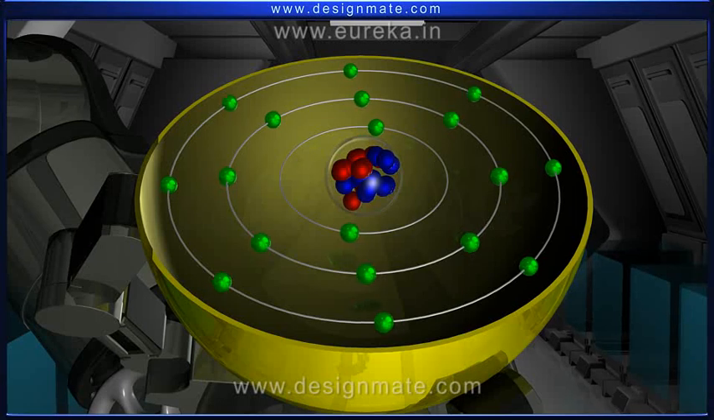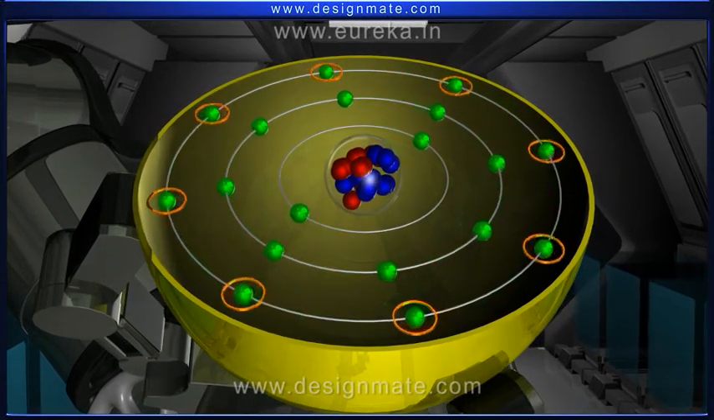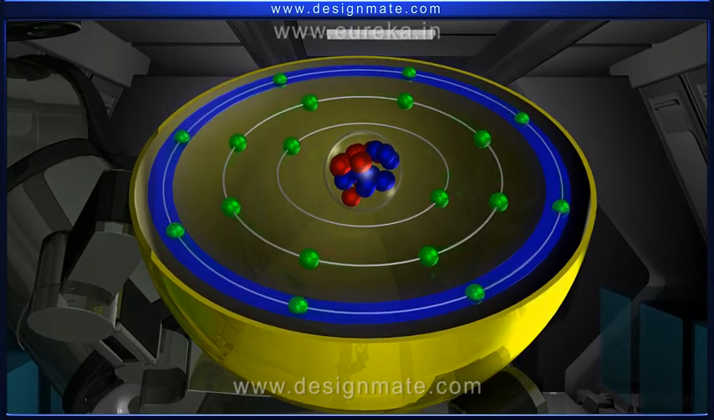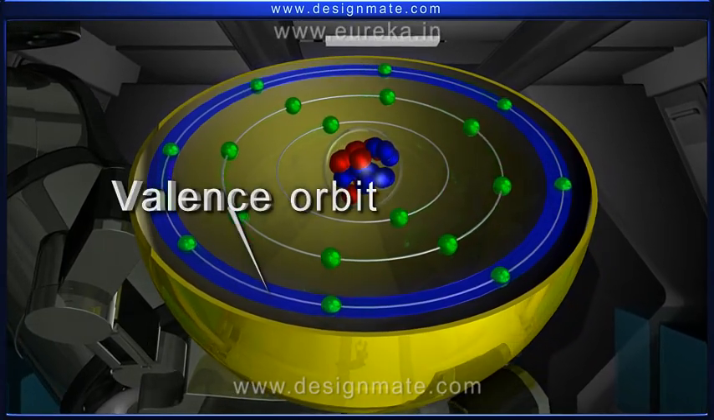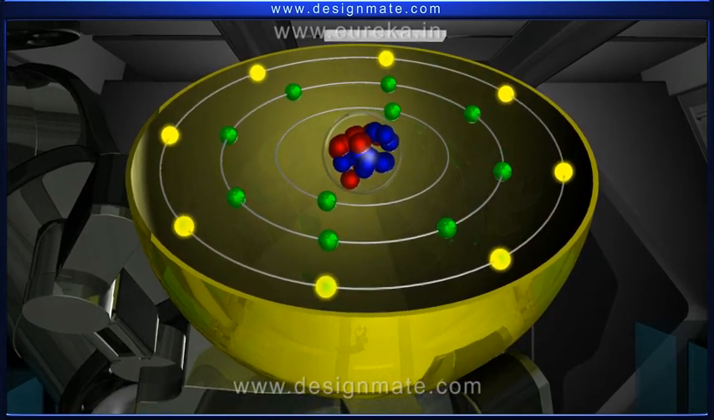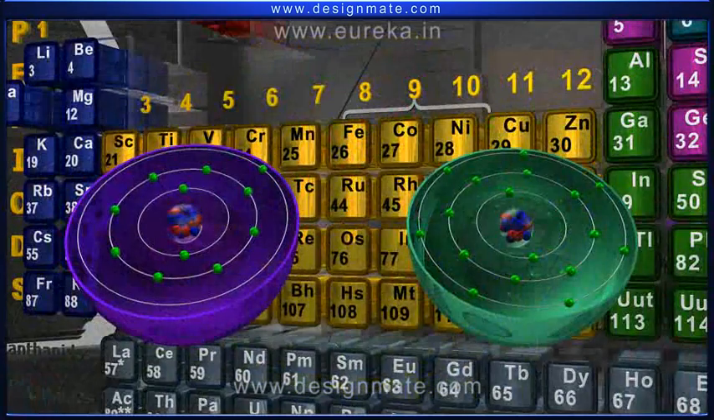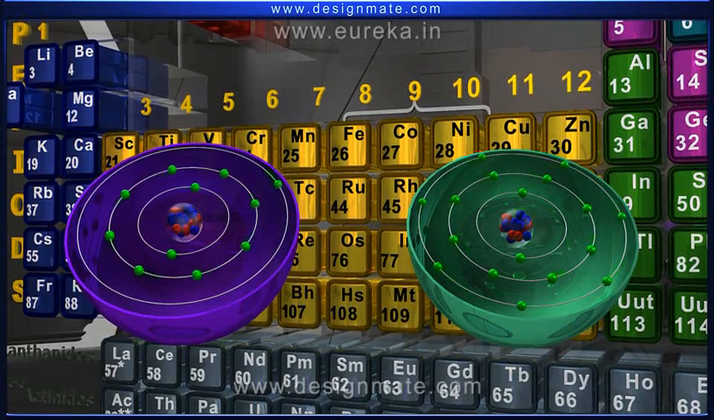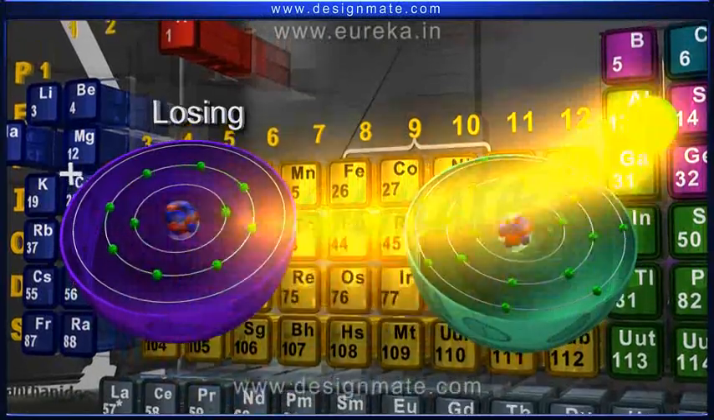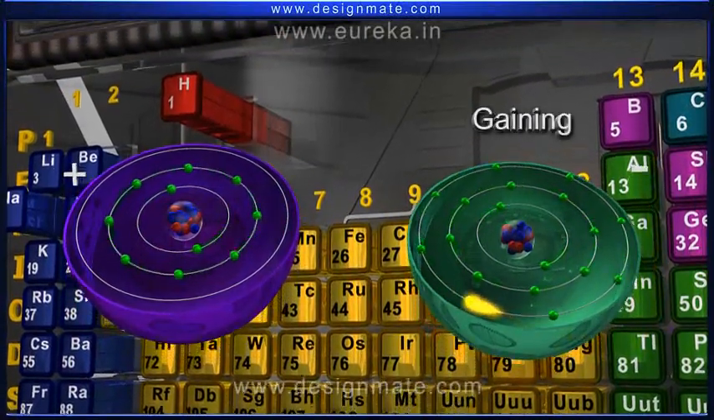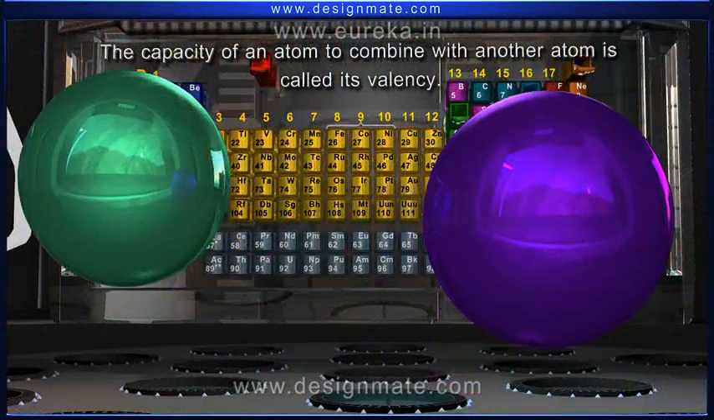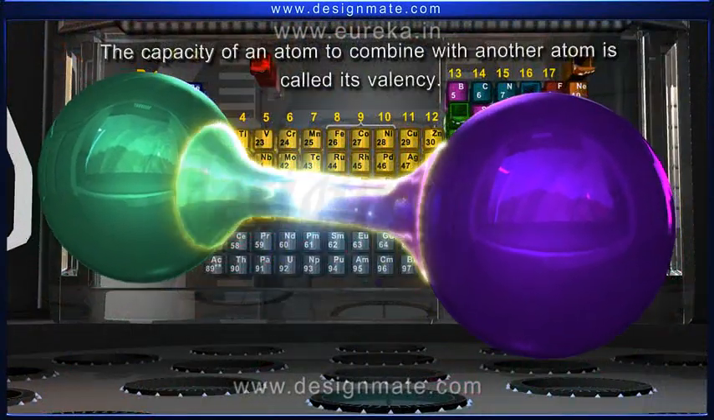Summary: we have studied that the number of electrons present in the outermost orbit are known as valence electrons, and the outermost orbit is called a valence orbit. The maximum number of electrons that can be accommodated in the outermost orbit is 8. Elements with incompletely filled valence orbits have the tendency to complete their octet configuration by losing, gaining, or sharing their electrons. This capacity of an atom to combine with another atom is called its valency.